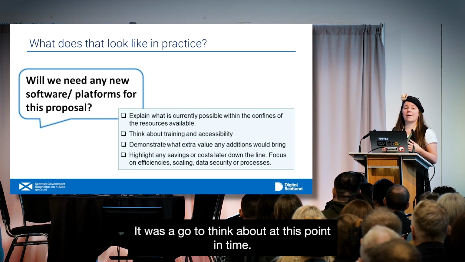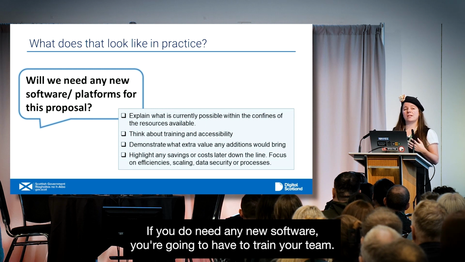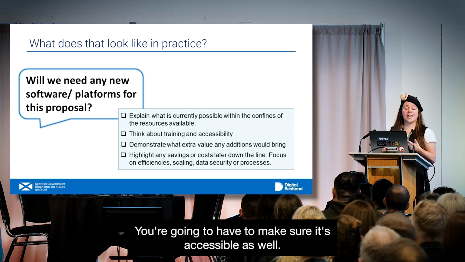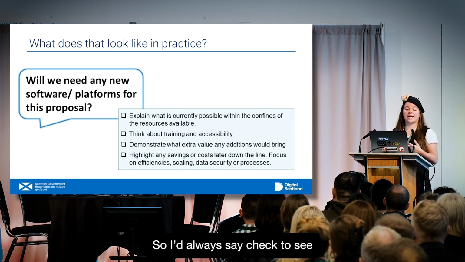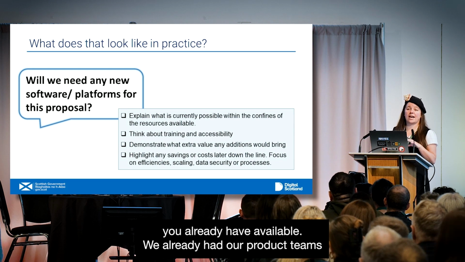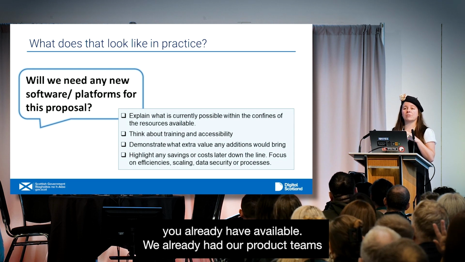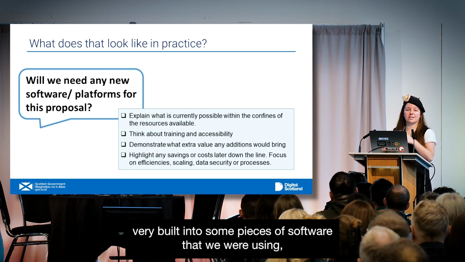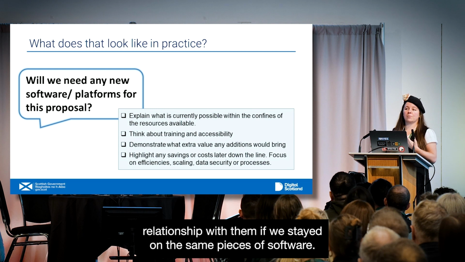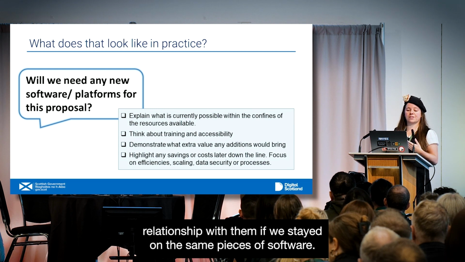It also got me to think at this point in time that if you do need any new software, you're going to have to train your team. That's going to cost time. You're going to have to make sure it's accessible as well. So I'd always say, check to see what is currently possible within the confines of the resources you already have available. We already had our product teams very built into some pieces of software that we were using, and this would help with our relationship with them if we stayed on the same pieces of software.